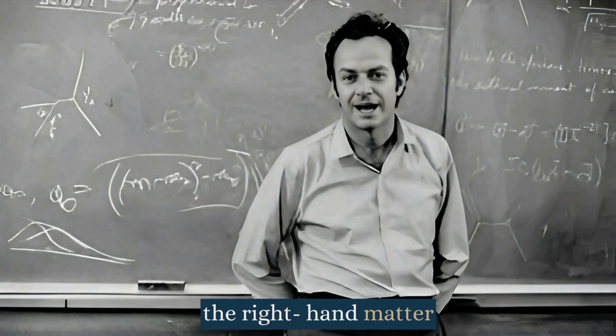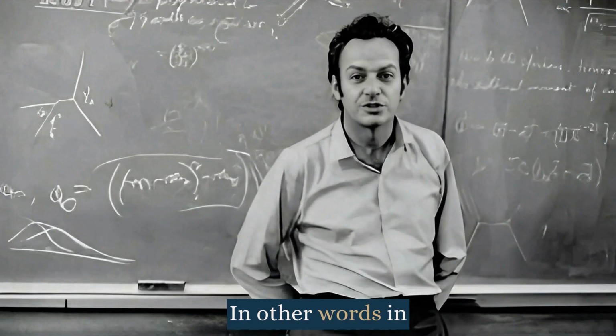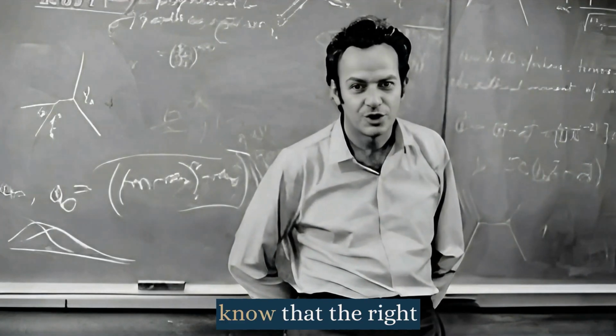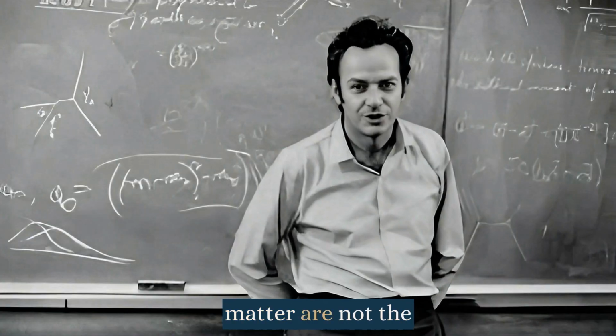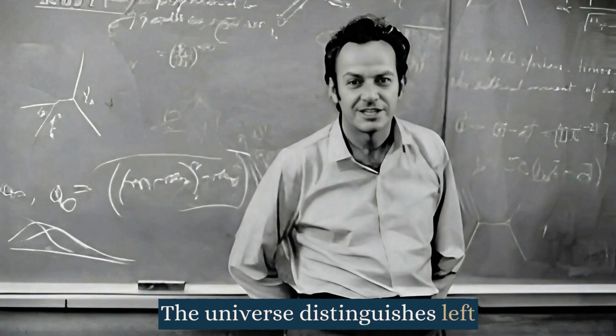And if we made the same clock to the left, it would run the same. In other words, in the beginning, it was believed that all four of these clocks were the same. Now, of course, we know that the right hand and left hand matter are not the same. So we lost one symmetry. The universe distinguishes left from right.